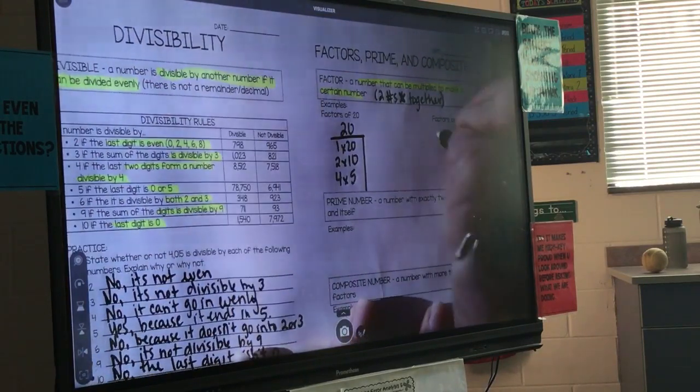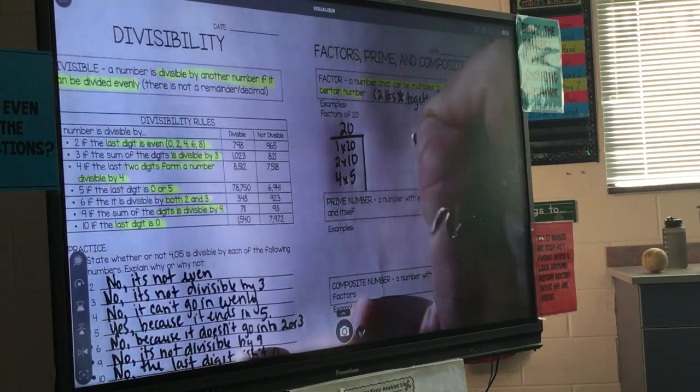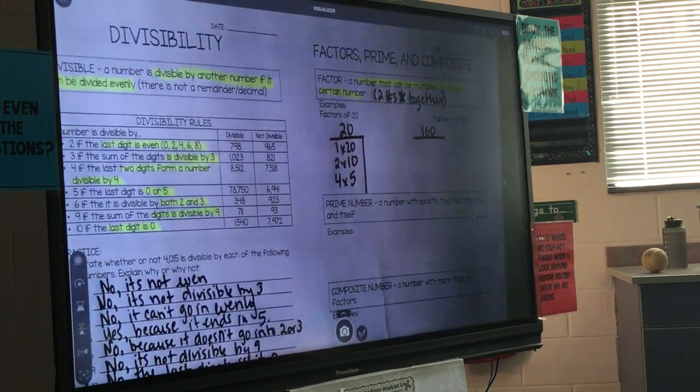All right, so your factors for 100. I want you guys to do that on your own. Stand up when you have those factors.